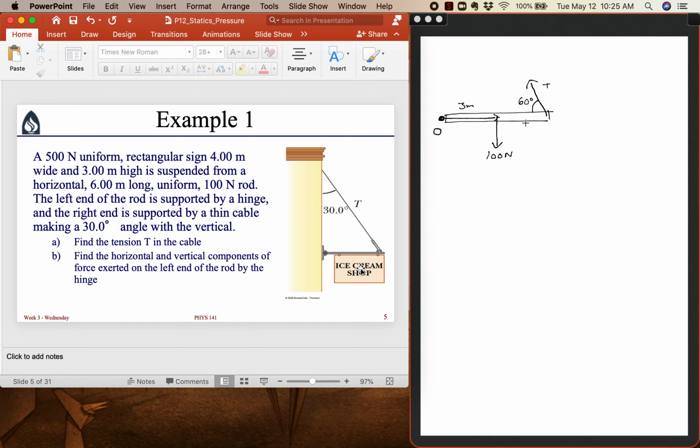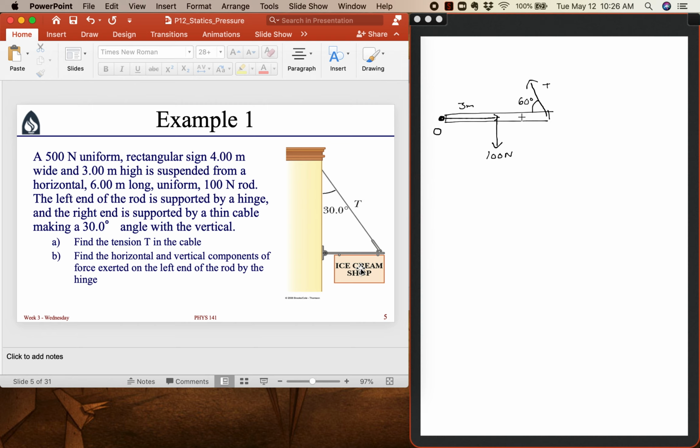Then we also have the weight of the sign pulling downward on the rod, and the sign is hanging on the right end. We also know that the sign is 4 meters long, starting from here. So the middle of the sign is going to be 2 meters, half of that distance, from the right edge. So the sign starts here, it goes 4 meters, and half of that would be 2 meters, and that's where the middle of the sign is.